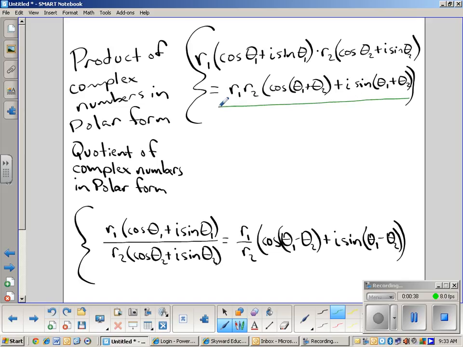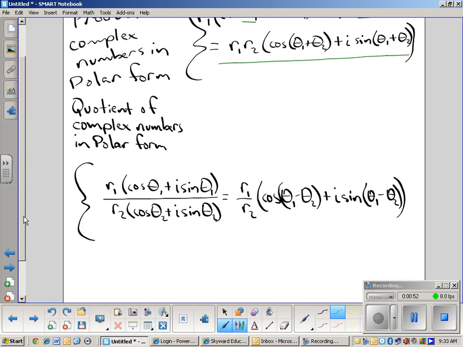And so what's happening is we're multiplying the r's, but what's happening with my thetas? We're adding them, right? So we add them when we're multiplying, we have the product. When we're doing the quotient down here, we are subtracting them. We're dividing the complex numbers in polar form, and we end up subtracting the angles. Okay?